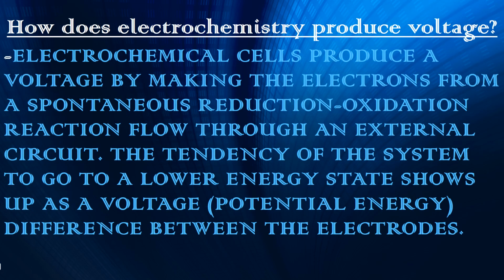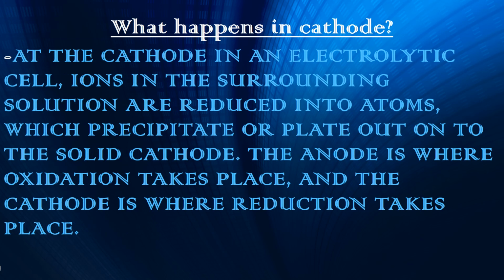The 17th question is, how does electrochemistry produce voltage? Electrochemical cells produce a voltage by making the electrons from a spontaneous reduction oxidation reaction flow through an external circuit. The tendency of the system to go to a lower energy state shows up as a voltage, potential energy, difference between the electrodes. The 18th question is, what happens in the cathode?